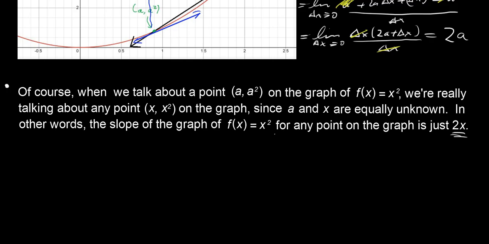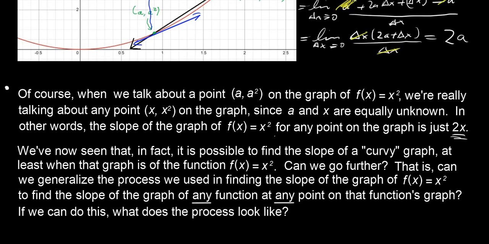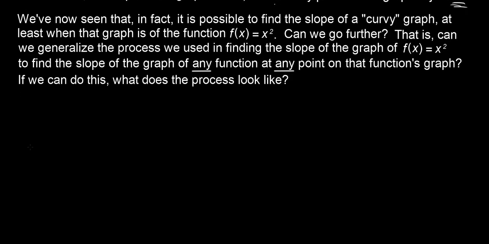So that's cool. That's all well and good. We found that we can get the slope of a graph that's kind of curvy. We're not limited any longer to just finding slopes of lines. We can get the slope of a curvy graph, at least specifically the graph of x squared. But can we do better? Can we generalize this process? And if we can, what does that process look like? So let's see if we can reason this out.